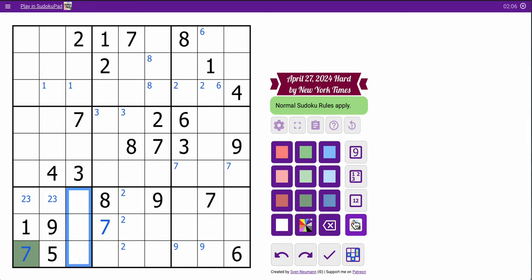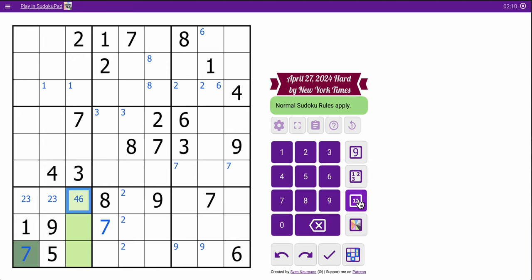And there is a triple that I can actually mark. And it finishes like so. So these three cells are a triple: 4, 6, 8. I need 1, 5, 9 to finish column 3.